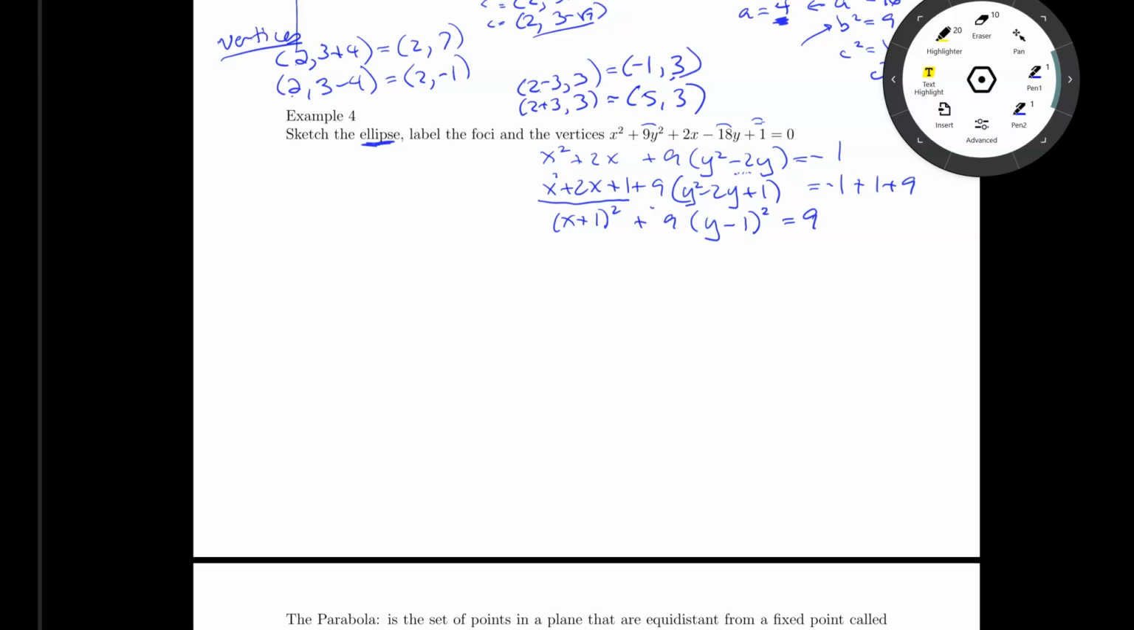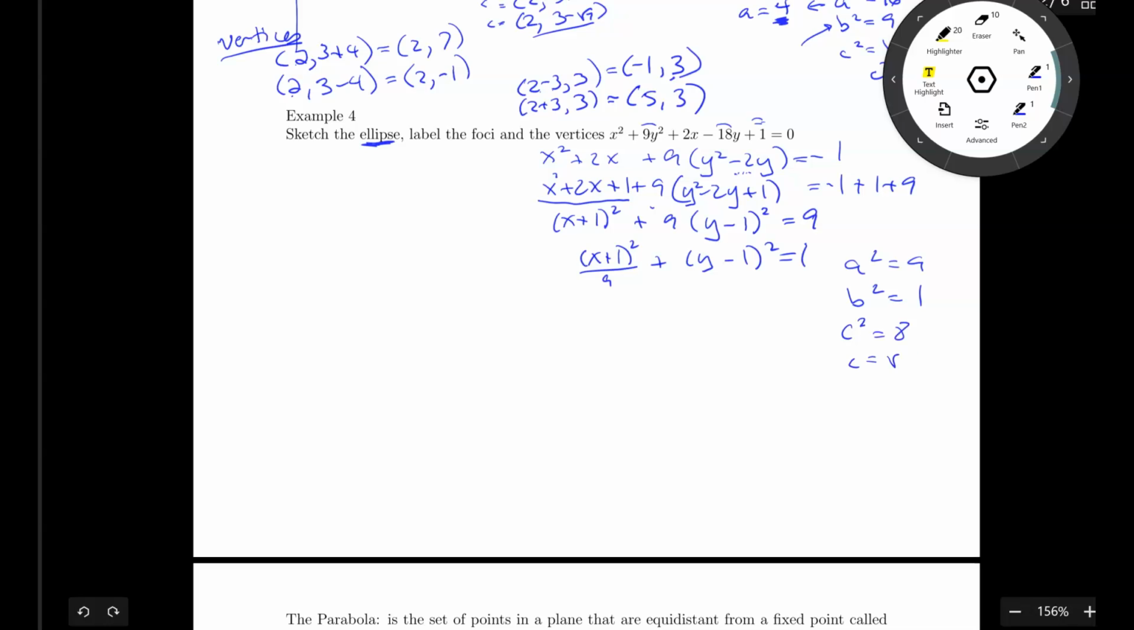All right, so if I divide through by 9, I get x plus 1 squared divided by 9 plus y minus 1 squared equals 1. All right, so my a squared is 9, my b squared is 1, so I can figure out the c squared is 9 minus 1, so that's 8. So c is root 8. And you can do 2 root 2, but I'm just going to leave it as root 8.